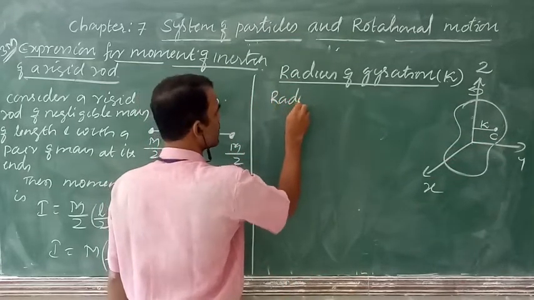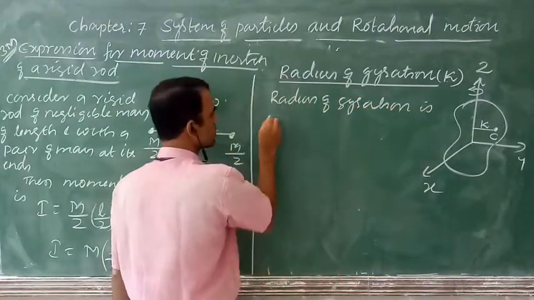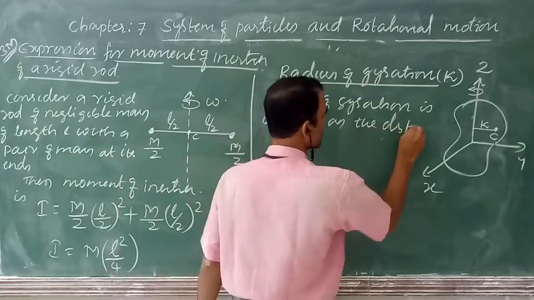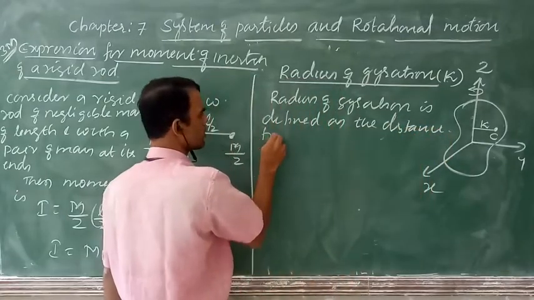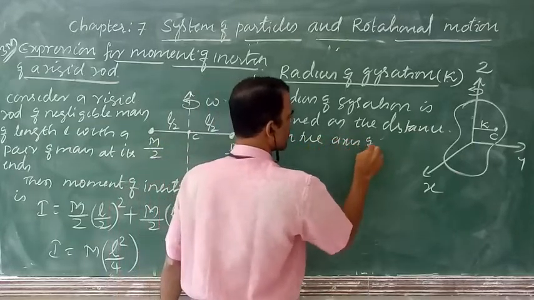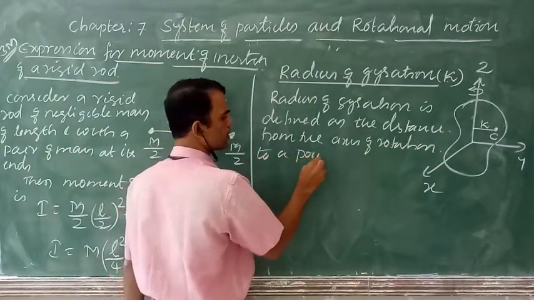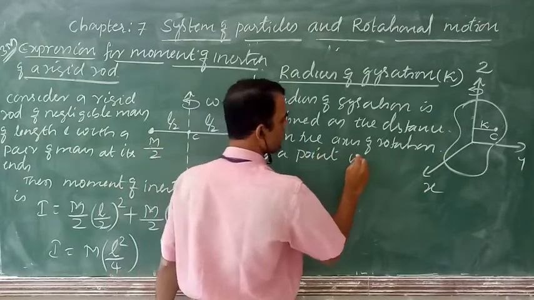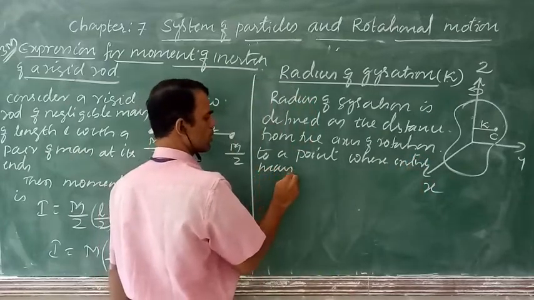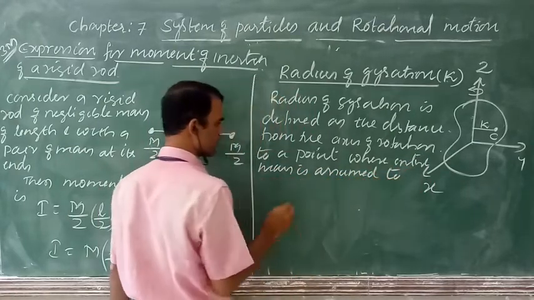Radius of gyration is defined as the distance from the axis of rotation to a point where the entire mass is assumed to be concentrated.